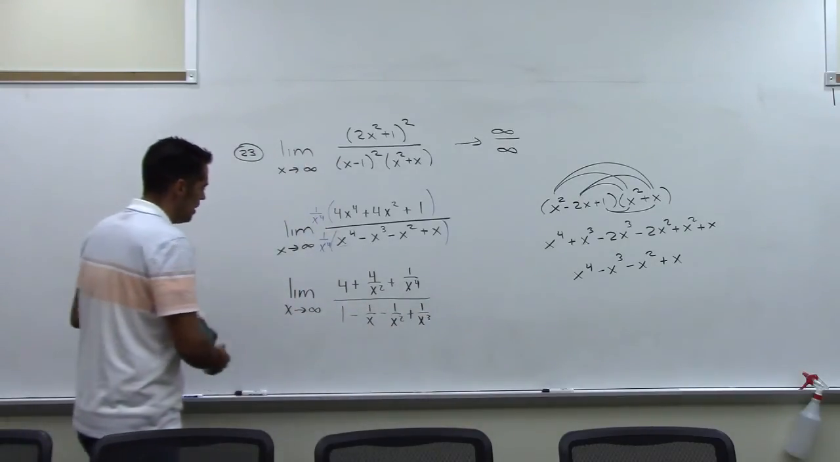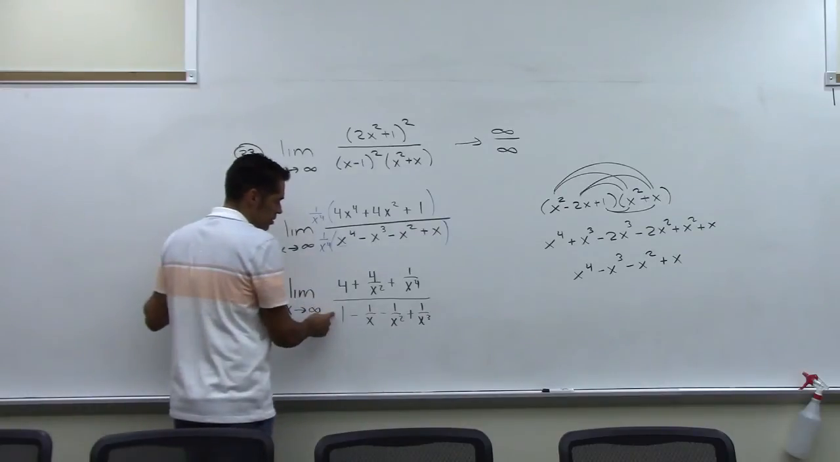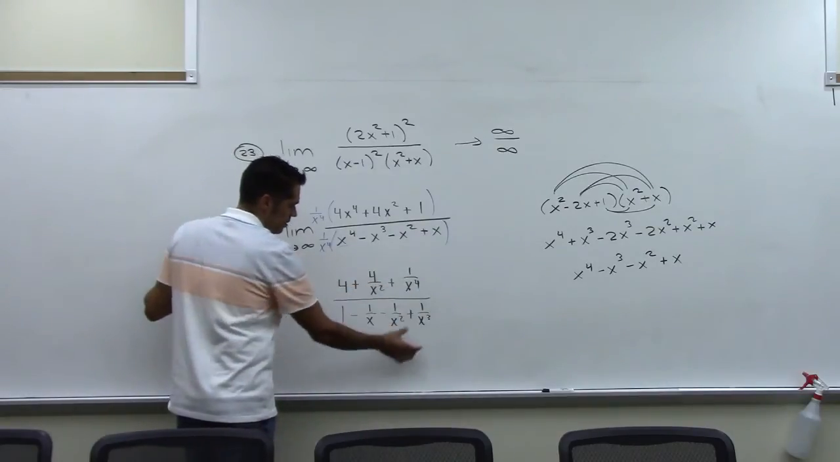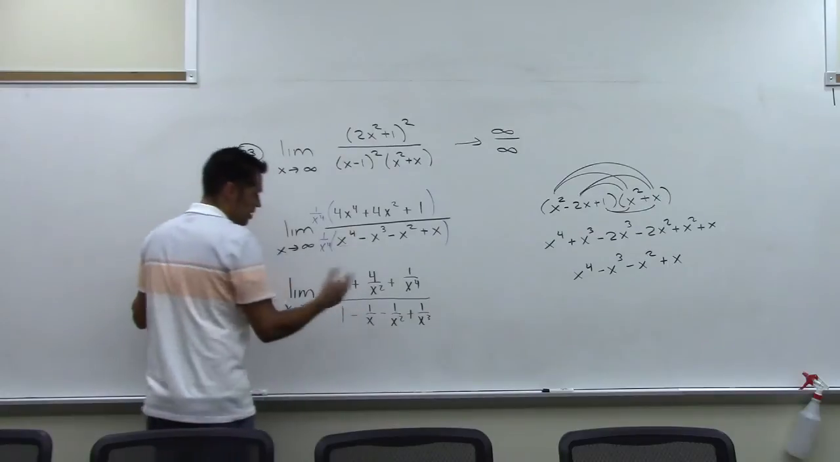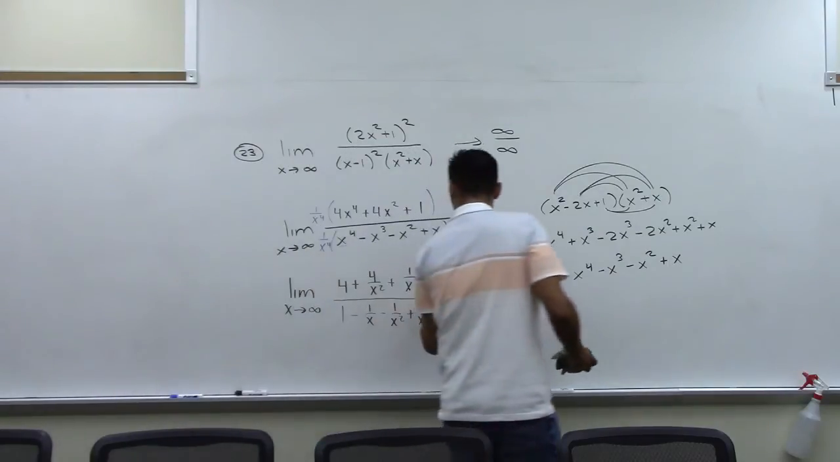And now when I take the limit, the 4 and the 1 don't change. This goes to 0, this goes to 0, that's 0, that's 0, that's 0. So you just get 4 over 1, which is 4.